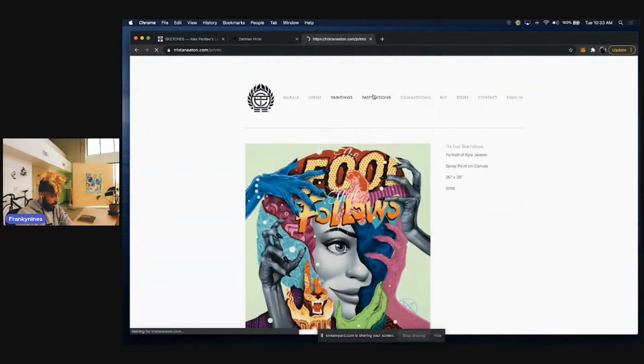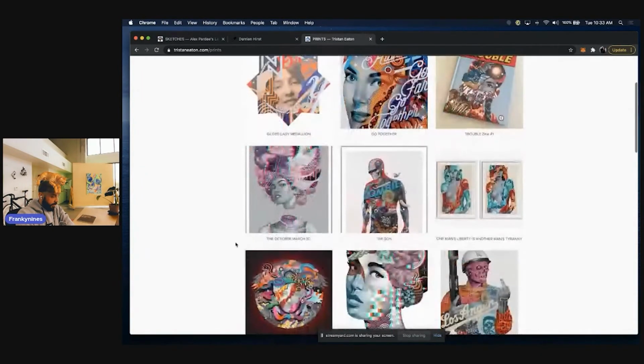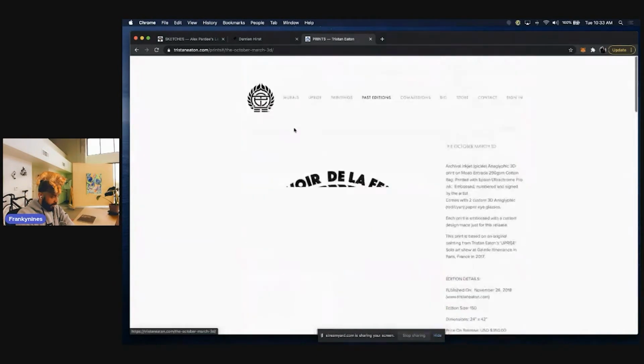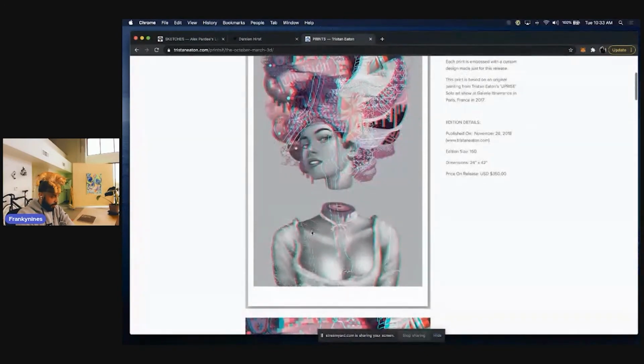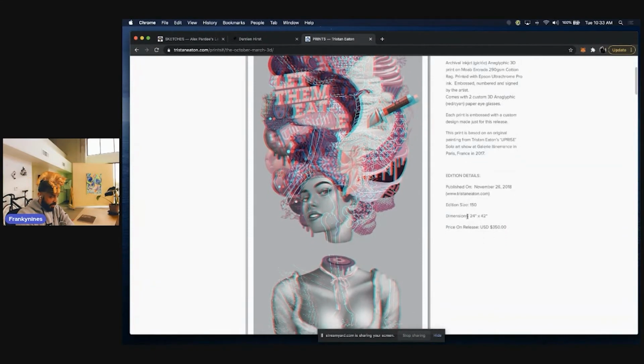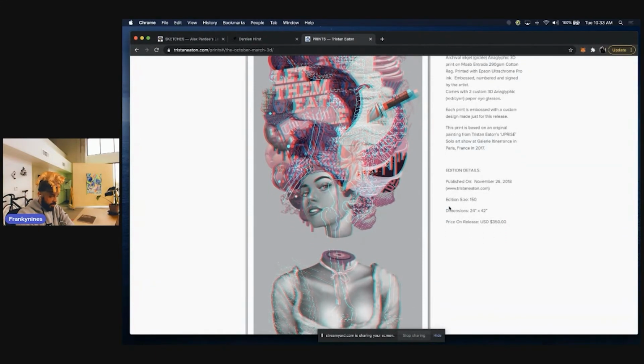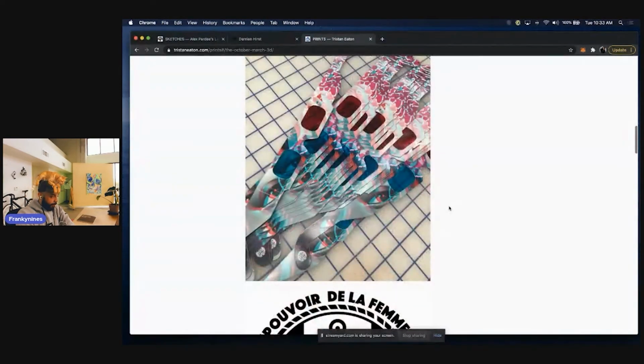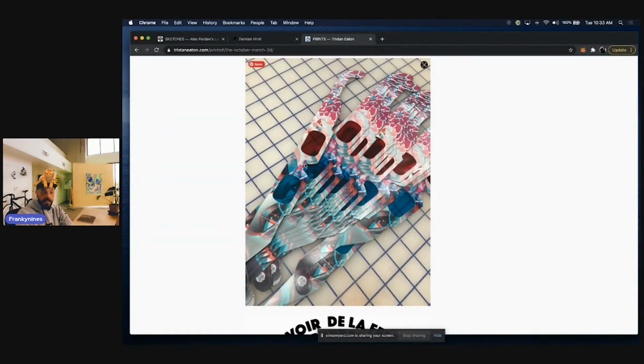Let's see what he has, past editions. Ooh, look at this. That 3D effect on here is wild. It looks like this was a 3D print, 24 by 42 inch, released in 2018. He came with some custom designed 3D glasses. That's pretty dope. That's a really good example of creating work that isn't just a flat piece, being experimentative, being willing to try things for your work.